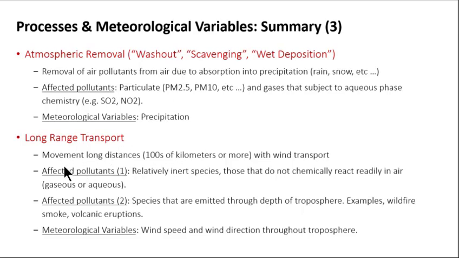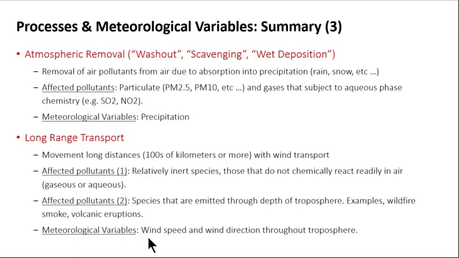Finally, long-range transport is the movement of pollution long distances, hundreds of kilometers or more, with wind. Two types of pollutants are mainly subject to long-range transport. The first are relatively inert species, those that do not chemically react readily in the air. The second are species that are emitted through large depths of the troposphere, major events such as wildfires or volcanic eruptions, in which the polluted air from these emissions can be transported high up in the atmosphere and get caught up in very fast winds that exist in the upper atmosphere, upper troposphere.